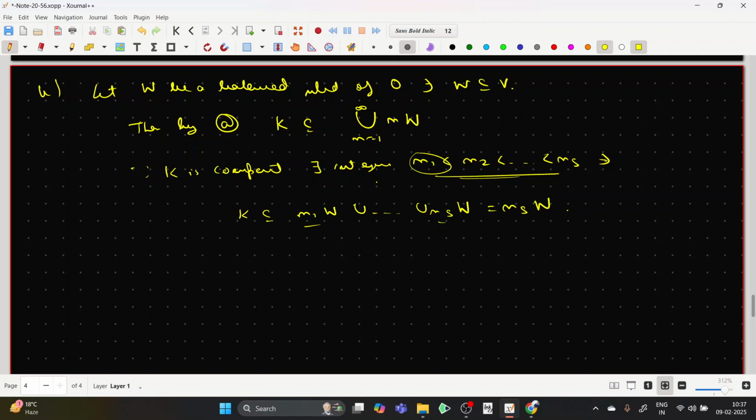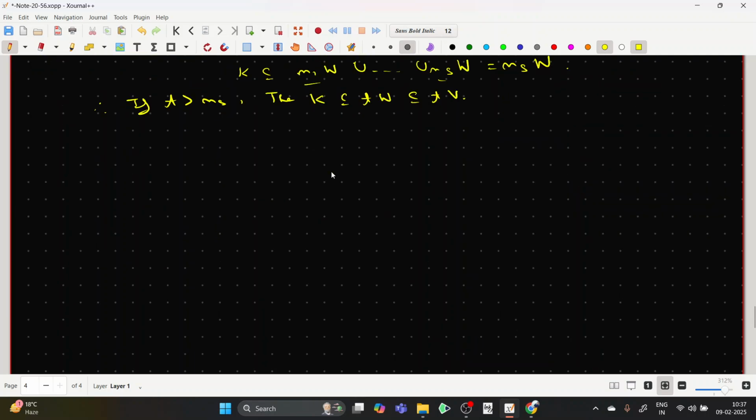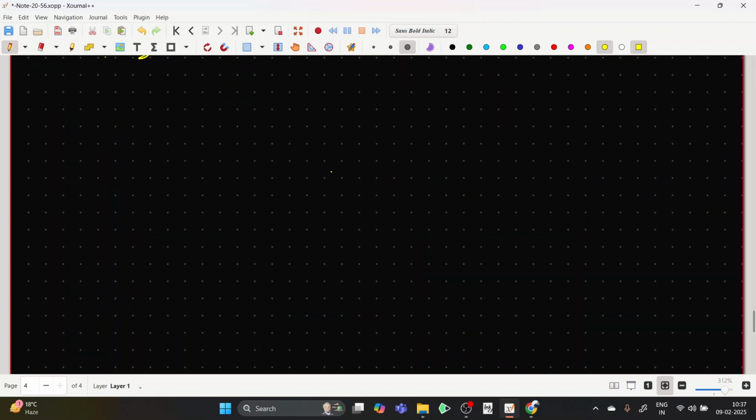But then as you exceed S, K will still be contained inside nsw, right? Therefore, if T exceeds ns, then K is still contained in TW, but these TWs are contained in TVs, right? Fine. Now let's move on to the final part.